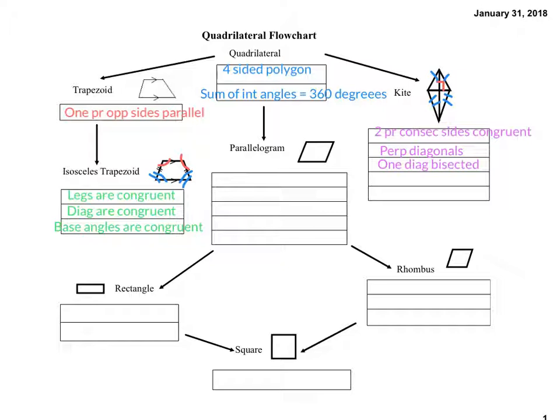Okay, let's try green. So this diagonal here is bisected. I'm using green, which means it's a different measure than the blue tick mark. So I have one diagonal bisected. All right, next we have one pair of congruent angles. These guys here are going to be congruent. And we have one more property of a kite.